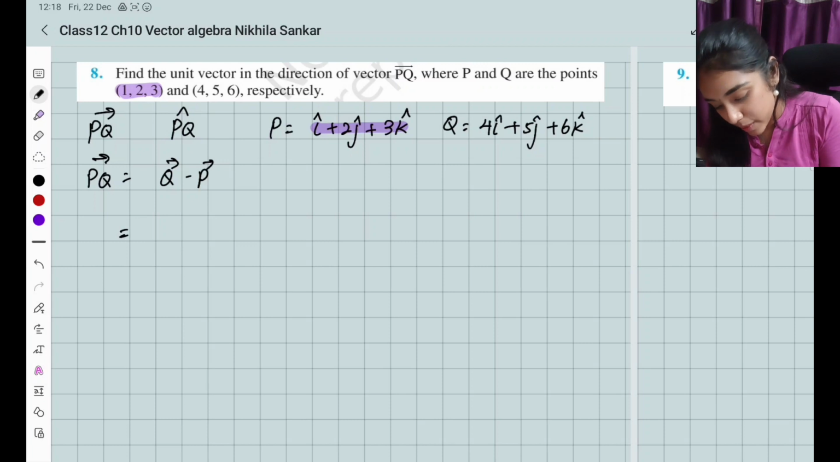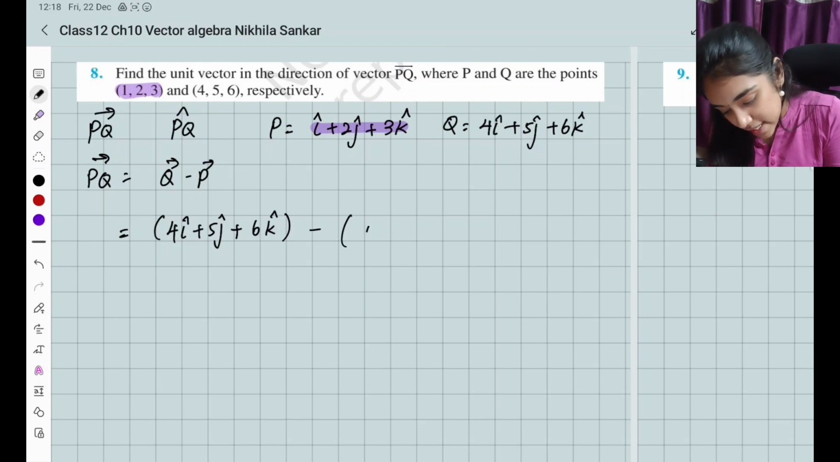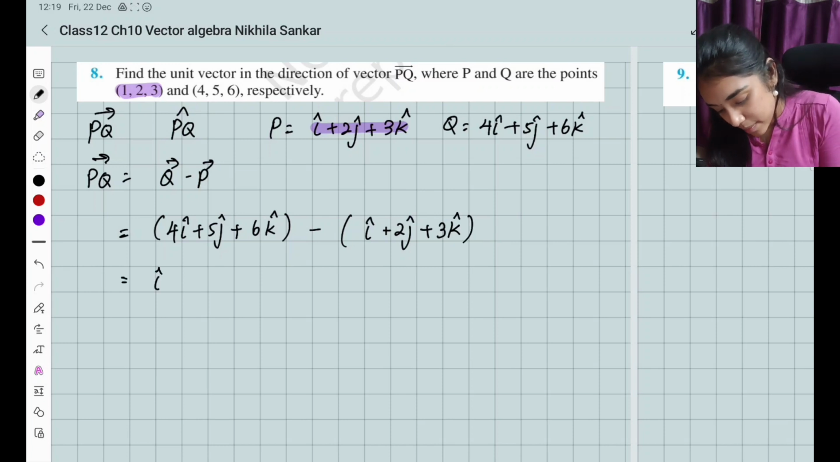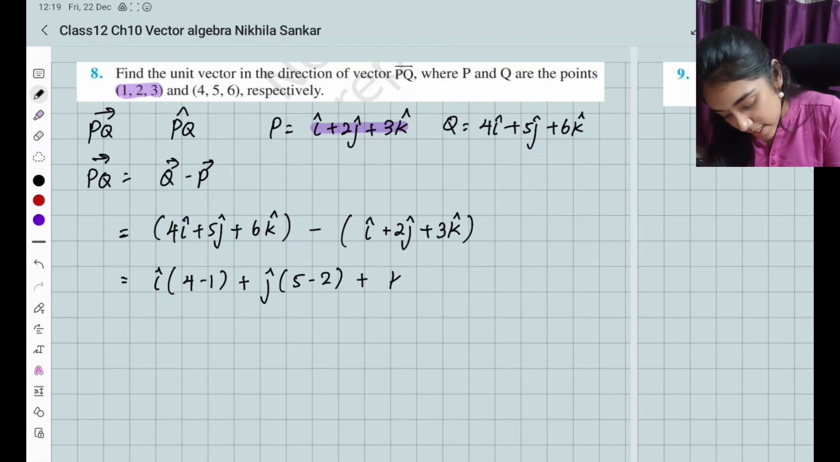So this is going to be Q minus P: 4i cap plus 5j cap plus 6k cap minus 1i cap plus 2j cap plus 3k cap. Look carefully. When I subtract and club the i terms, I have 4 minus 1; the j terms, 5 minus 2; the k terms, 6 minus 3.